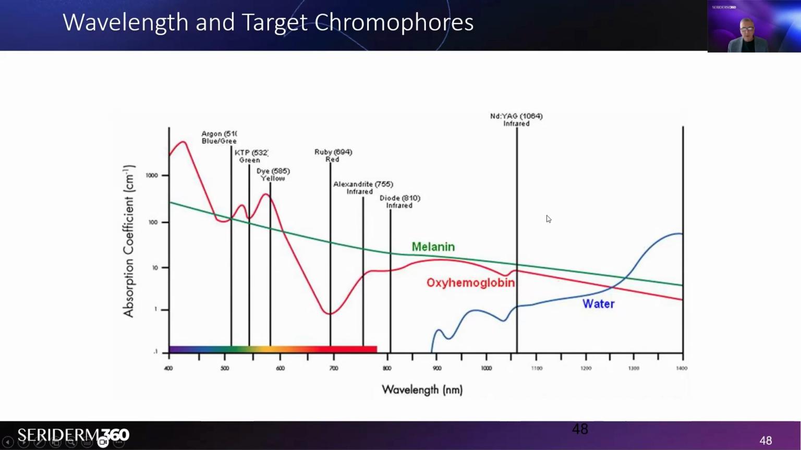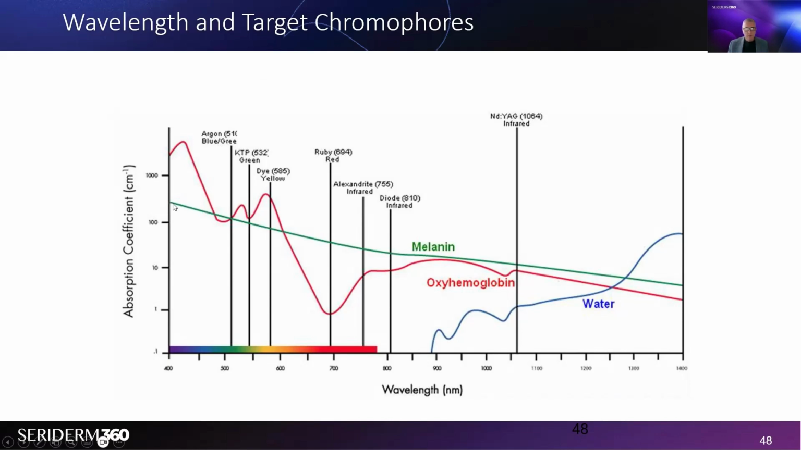Then we have three lines. The absorption in blood is highlighted by the red curve. The green curve highlights the absorption of light in melanin, and the blue the absorption of light in water. And we're looking here at wavelengths from 400 up to around 1400 nanometers. But we're looking at 1200 nanometers.